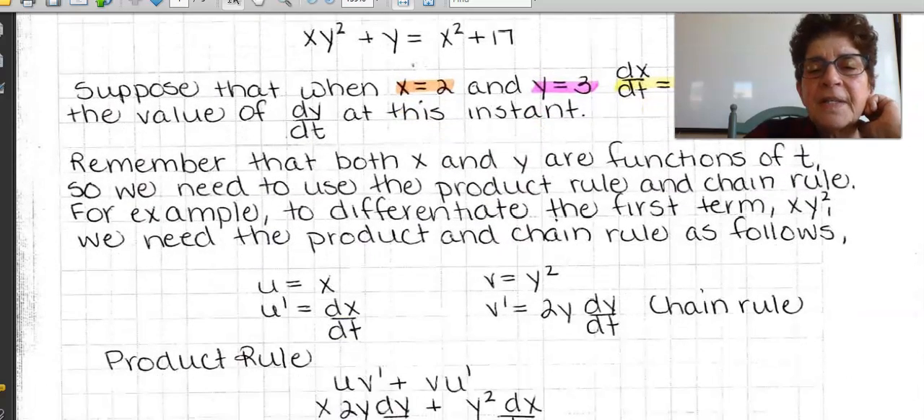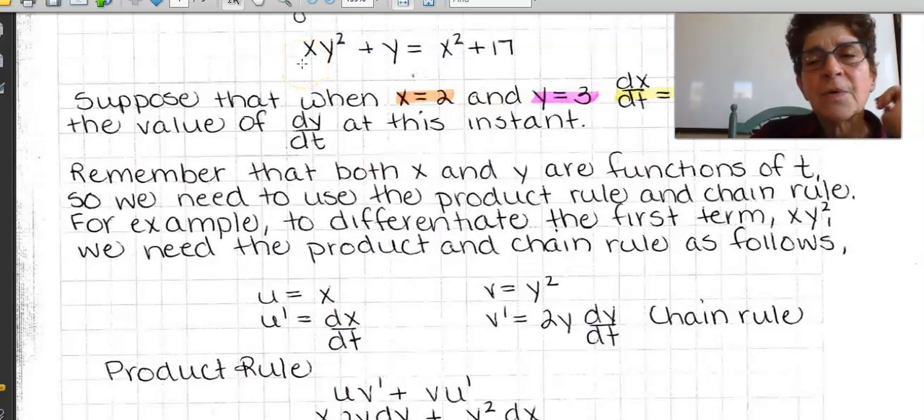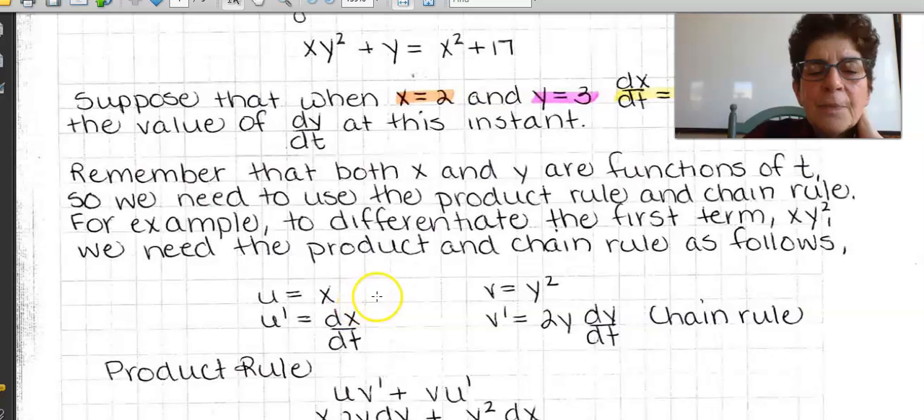So again, because x and y are both functions of t, we need to use, first of all, the product rule for the first term here, and then for each variable we're going to use the chain rule. What that means is every time you differentiate an x or a y, you're going to have a dy/dt or a dx/dt attached to it. Let's take a look at this first term, the xy squared term. We're letting the u value be x and the v value be y squared. We need the derivative of both of those terms.